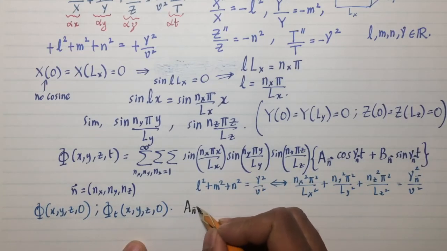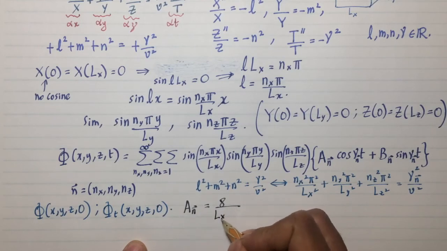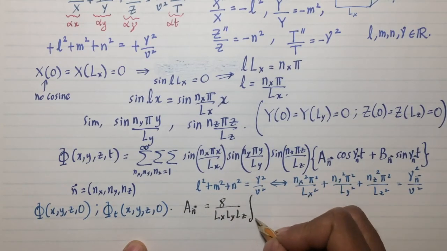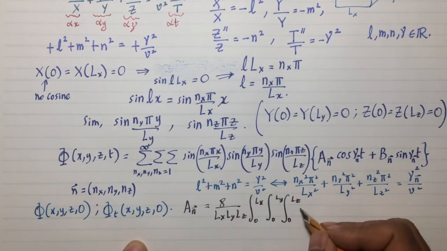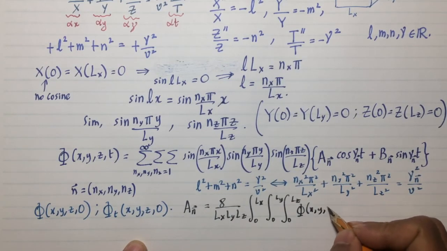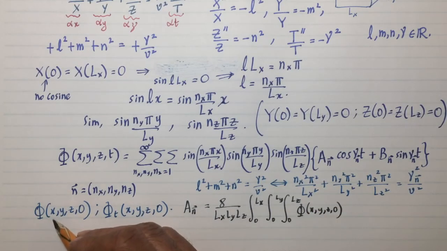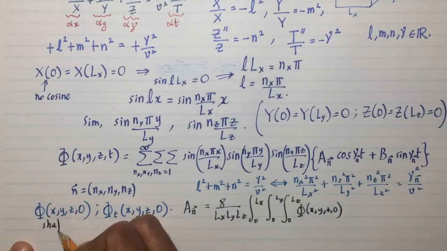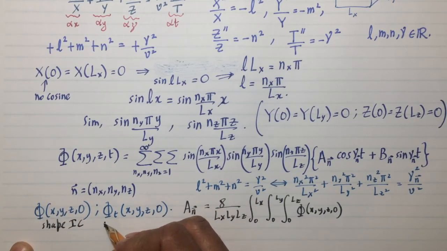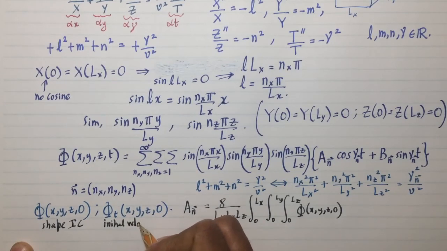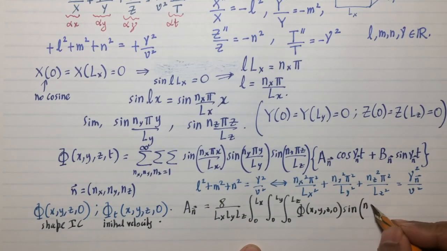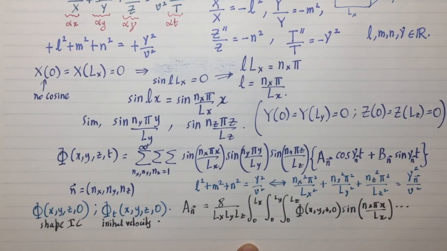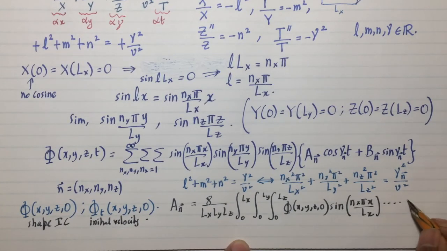If you carry out the orthonormalization of the 3D series, you're going to get the a_n coefficients to be 8 over lx, ly, lz, the integral from 0 to lx, integral from 0 to ly, integral from 0 to lz, of phi of x, y, z, 0, that's the first initial condition, the shape condition, and that's the initial velocity condition, times by the orthonormality of these Fourier series, sine of nx pi x over lx, and then you have sine in the y and z similarly, dx, dy, dz.